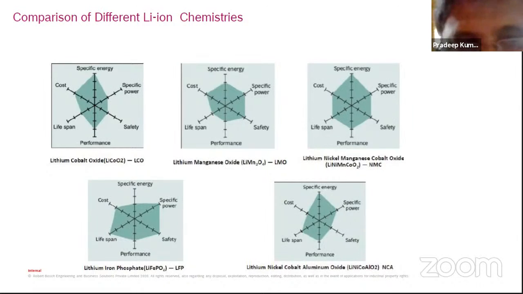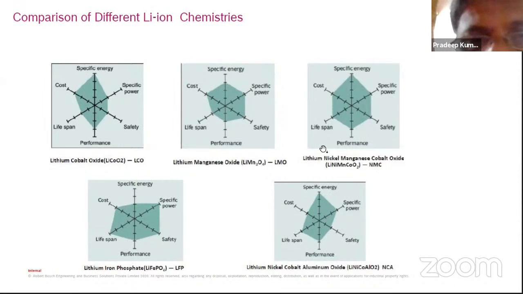So what I want to highlight, because of lack of time, is that you can see LFP here, which is probably considered the safest battery chemistry, but it has very low specific energy, and cost is moderate. And you can also see LFP having high specific power.